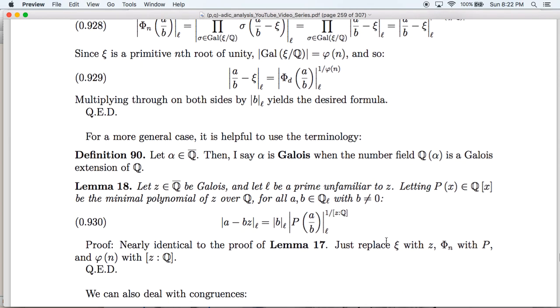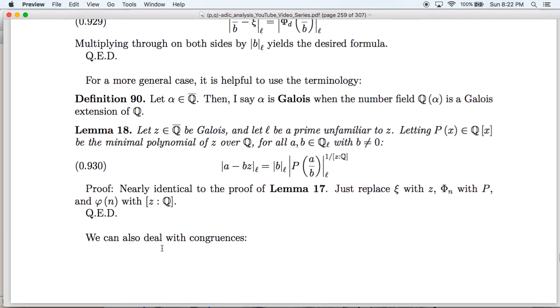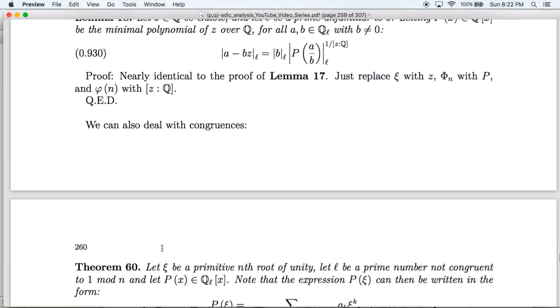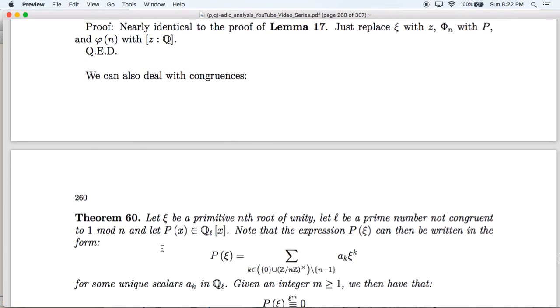We just replace C with Z, big phi n with P, and little phi n with the degree of Z over Q. We can also deal with congruences. The idea is pretty straightforward. Let C be a primitive nth root of unity, let L be a prime number not congruent to 1 mod n, and let P of x be some polynomial with coefficients in QL.